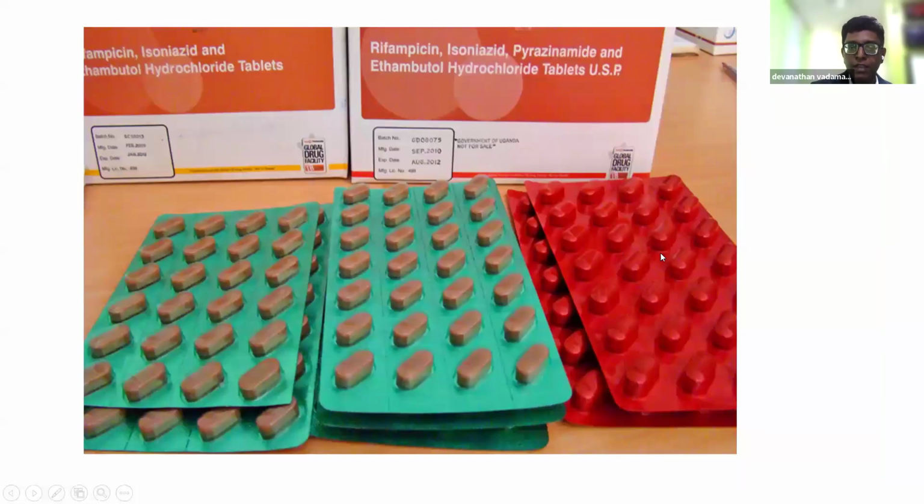According to the weight band, the red color strip that you see is the intensive phase. The green color strip you see is the continuation phase. Here each tablet will have all the 4 drugs, HRZE: 75 mg of isoniazid, 150 mg of rifampicin, 400 mg of pyrazinamide, and 275 mg of ethambutol. All the tablets will have this. According to the weight band, we'll be writing 2 OD, 3 OD, 4 OD, 5 OD, according to the weight band.